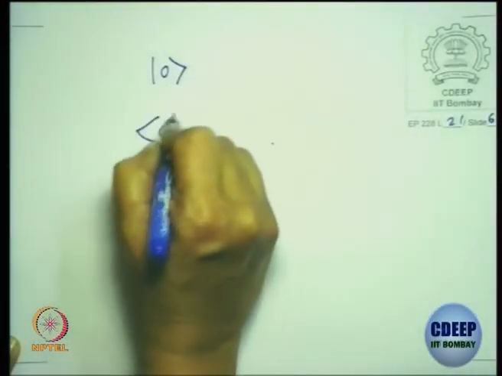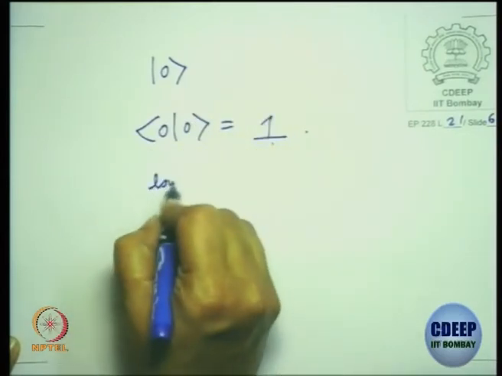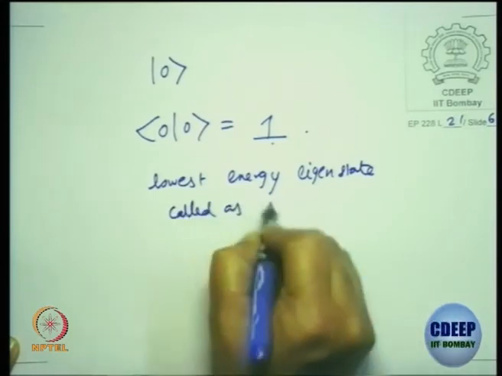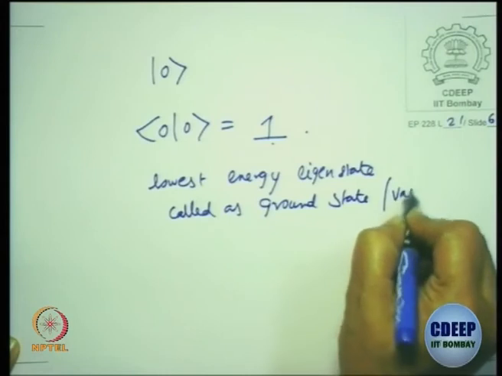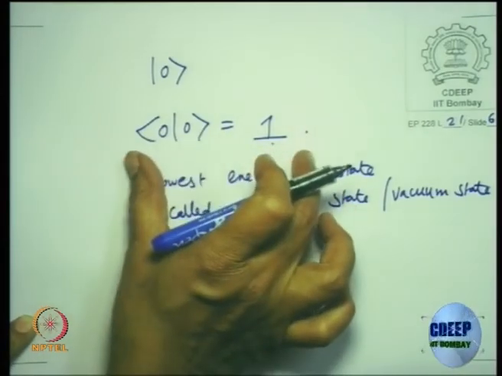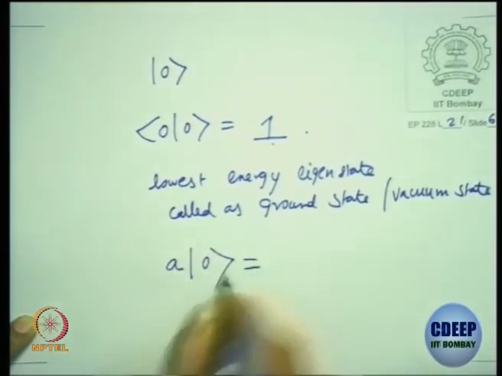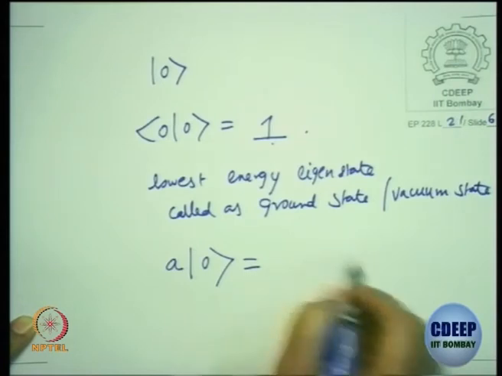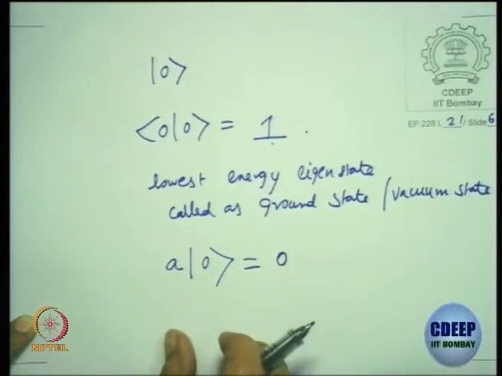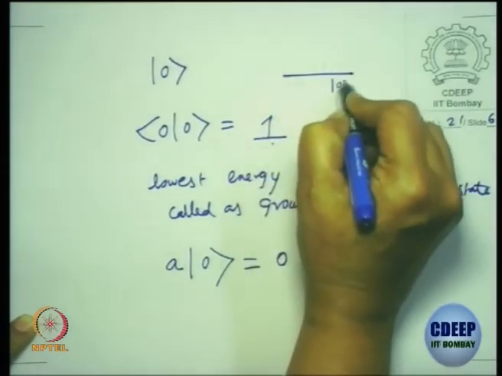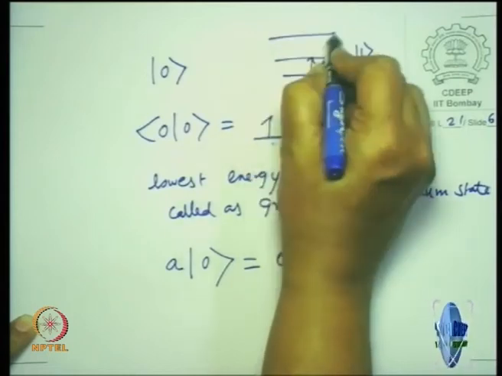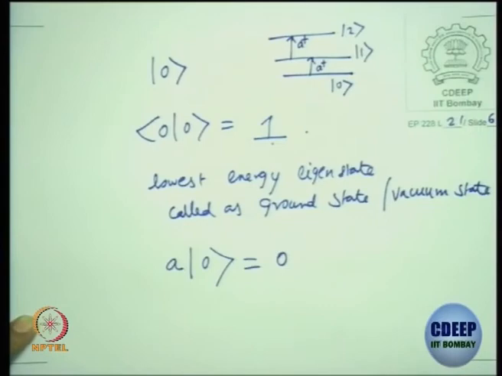The 0 state has the property that the inner product of 0 with 0 is 1. It's the lowest energy eigenstate, called the ground state or vacuum state. Okay. So this condition clearly tells you that it is not a null state. The lowering operator on the ground state gives root n times a lowered state, and that root n becomes 0. So you can't lower further below the 0 state, which means there is a lower bound, which is 0. You can't go below that. You can only keep going up by the ladder operation.